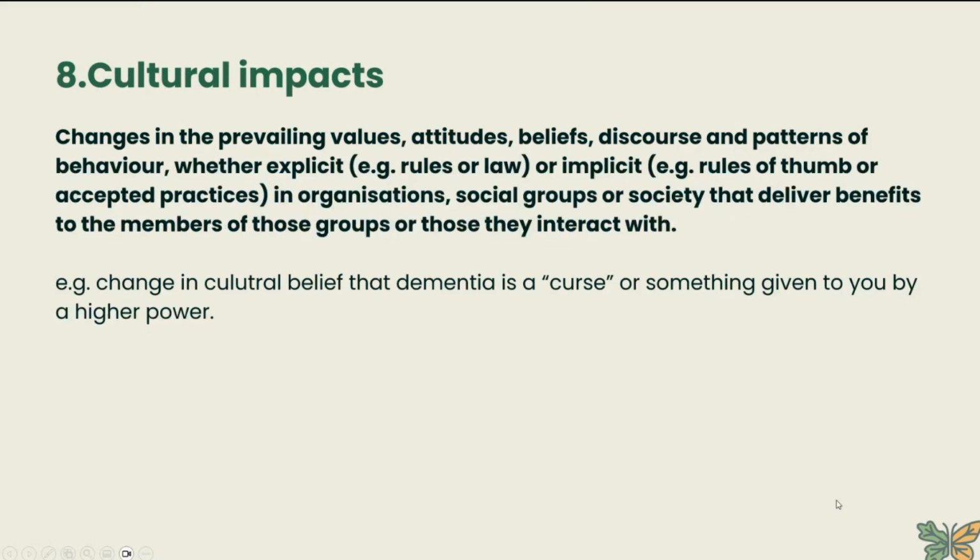So the next one is cultural impacts, which are quite possibly the hardest to evidence and also to enact, because this is about changing people's values, attitudes, beliefs, and the discourse within a community and patterns of behaviour. So whether this is what we call explicit, which is the legal rules or law, or implicit, so things that are captured within a community, like rules of thumb, accepted practices, things that happen culturally. And this can be within an organisation, so organisational culture.